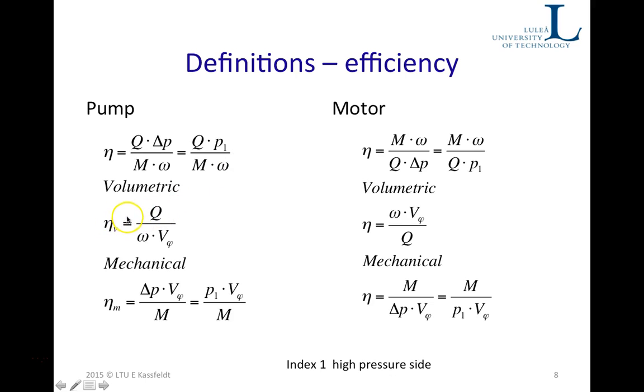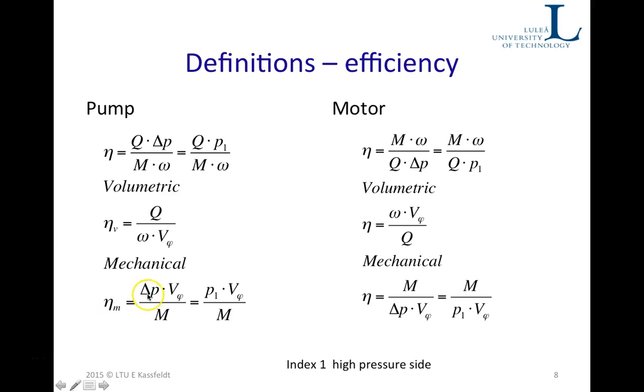You can divide this into a volumetric and a mechanical efficiency, and the volumetric will contain the Q, the flow out, divided by the rotational speed in times the displacement, the size of the pump. And you need that, of course, in order to have an efficiency that is dimensionless.